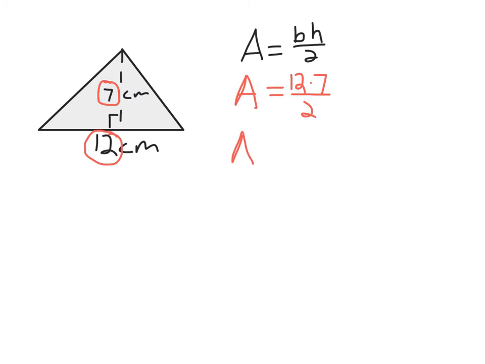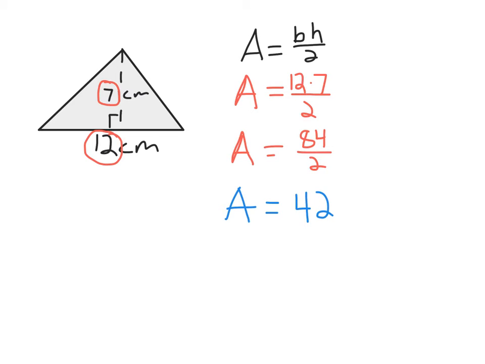The next step, you need to show what you get when you multiply. When you multiply 12 times 7, you get 84. And then the last step, we need to divide our 84 by 2. So I need to take half of 84. Well, half of 80 is 40, and half of 4 is 2.